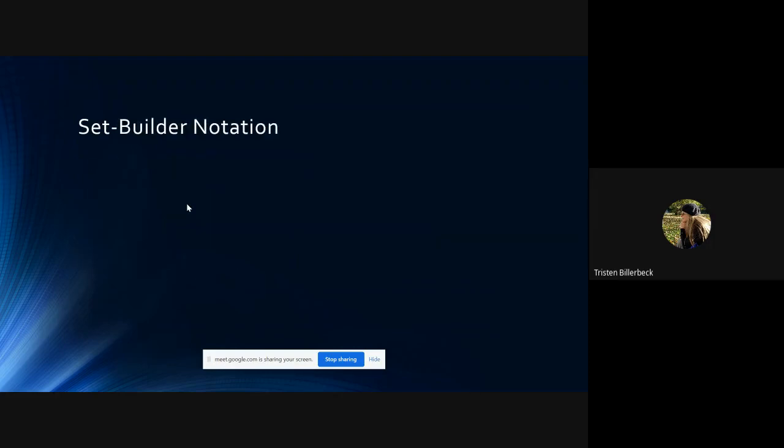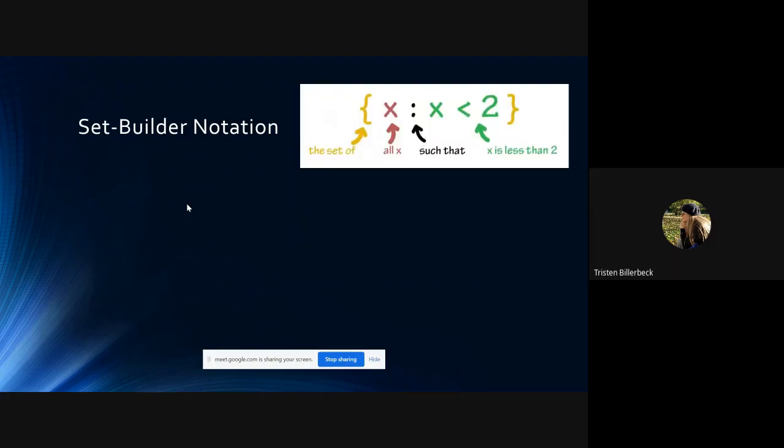So let's look at set builder notation. So it's a little complicated. So this was a nice little image that I found. So if we notice the set of are these brackets, all x, so all possible values of x. And then this little thing, remember how it means two in a proportion or a ratio? Well, when it's in set notation, it means such that. So all x such that x is less than 2 is the set.